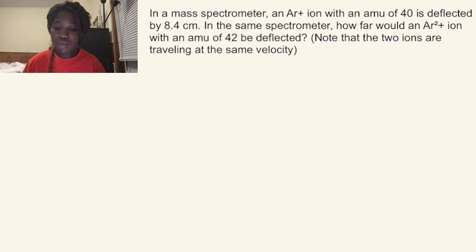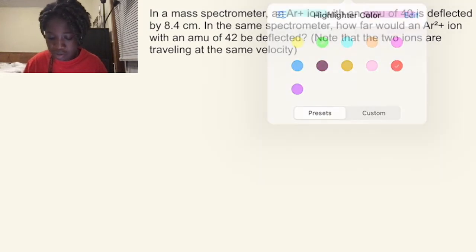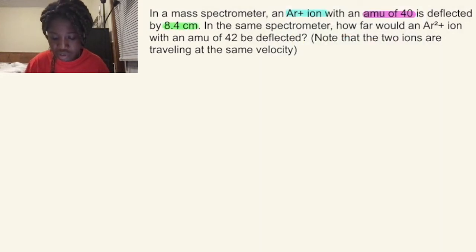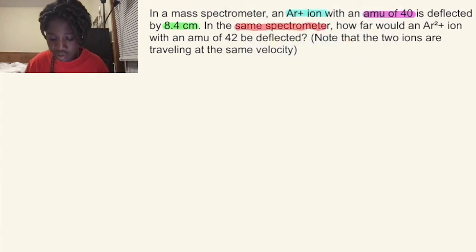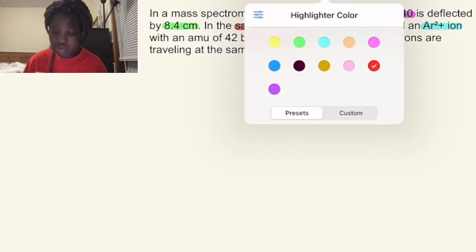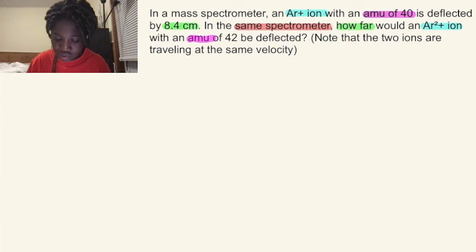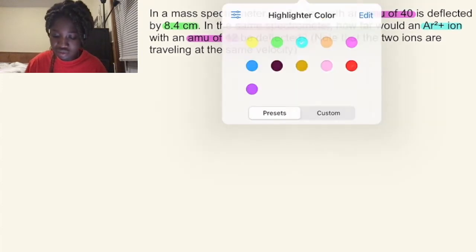In a mass spectrometer, an Ar+ ion with an AMU of 40 is deflected by 8.4 centimeters. In the same spectrometer, how far would an Ar2+ ion with an AMU of 42 be deflected? And it is known that the two ions are traveling at the same velocity.